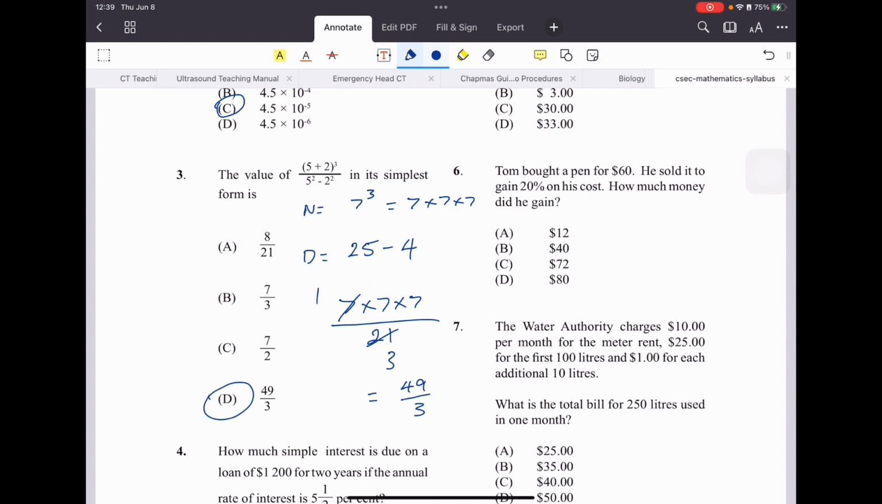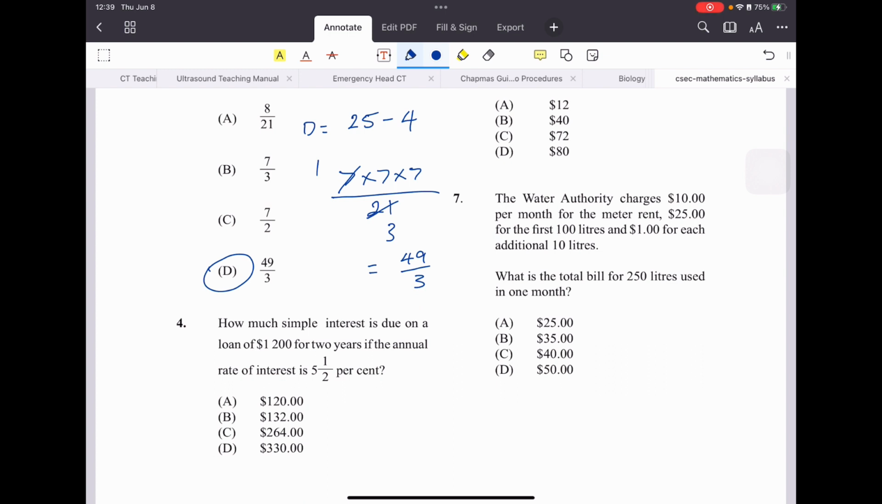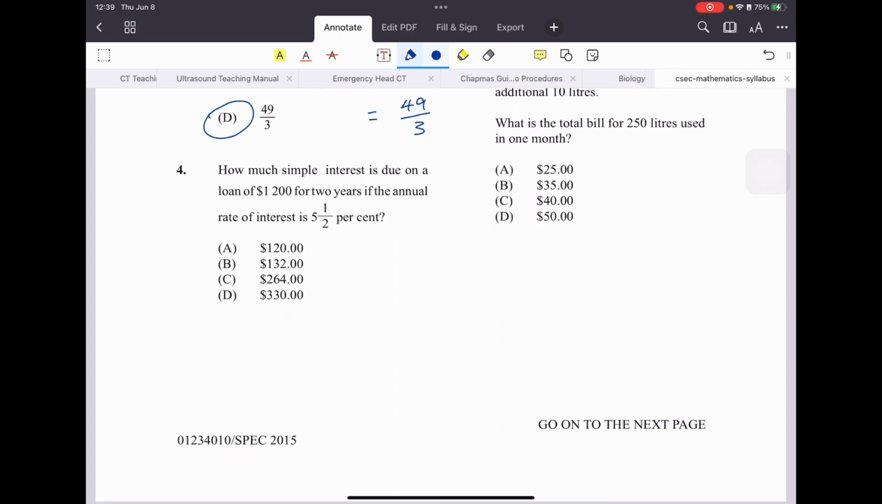Alright, so you don't have to go and take a lot of time to work out all these different answers if you have an idea of what you're doing. Alright, so you can see how quickly I did that there. Of course, if you did go and multiply 7 by 7 by 7 and then divided it by 21, you will eventually get the same answer. It will take a lot of time, but you will get it.